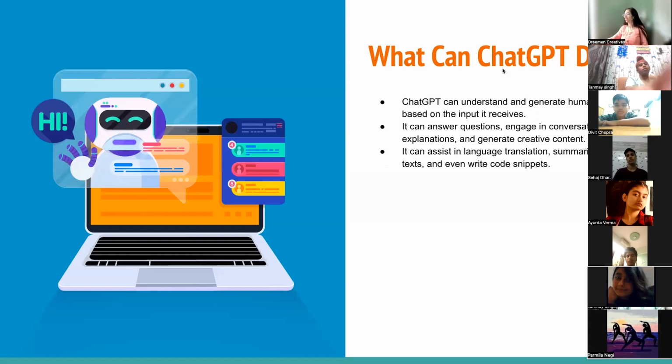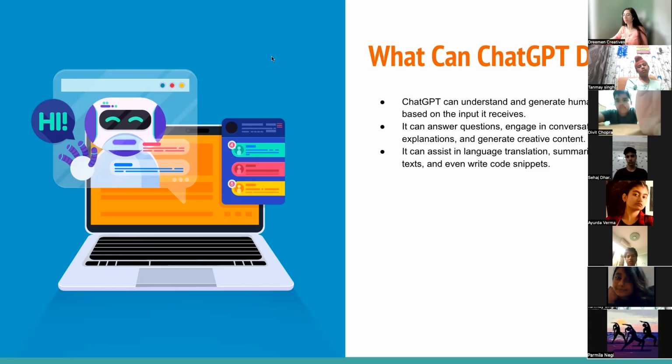Now, what can ChatGPT do? It can do a lot of things because it can understand human generated text and it can give you output based on the input you gave. Sometimes you have observed that if you give a mathematical question, it gives wrong answers. Have you ever tried that? Anyone? You tried solving math questions? Because if you don't know how to ask the question in a way that ChatGPT understands, it might give you wrong answers.